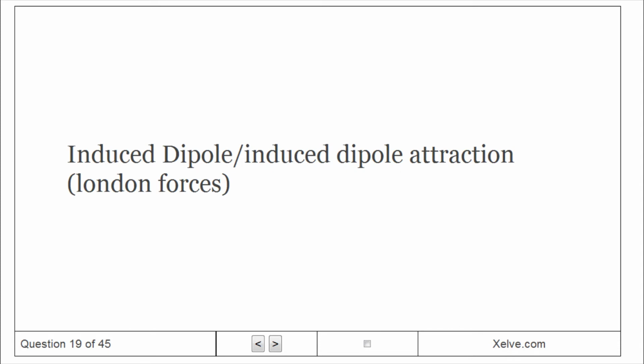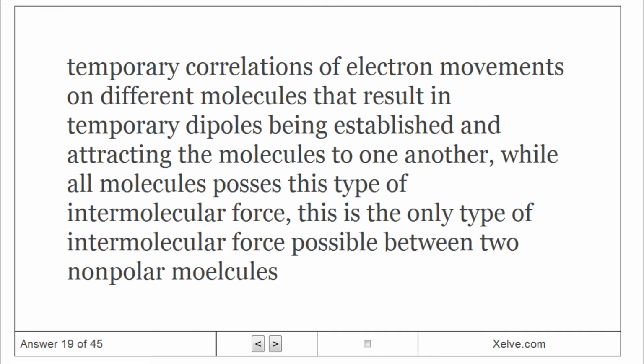Induced dipole attraction. Temporary correlations of electron movements on different molecules that result in temporary dipoles being established and attracting the molecules to one another. All molecules possess this type of intermolecular force. This is the only type of intermolecular force possible between two nonpolar molecules.